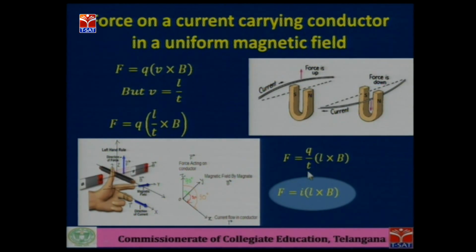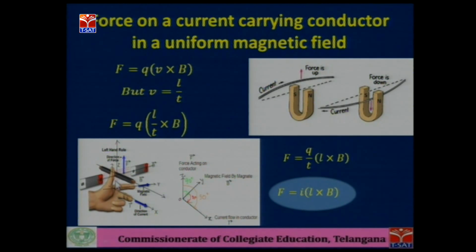We know Q by T, the rate of charge flow, is equal to the strength of current. So if a current carrying conductor in which a current I is passing, and length L, is placed in a magnetic field, it will surely experience a force whose magnitude is F is equal to I into L cross B. We know L is a vector and B is a vector, so F is also a vector. The direction of the vector F can be given by Fleming's left hand rule.